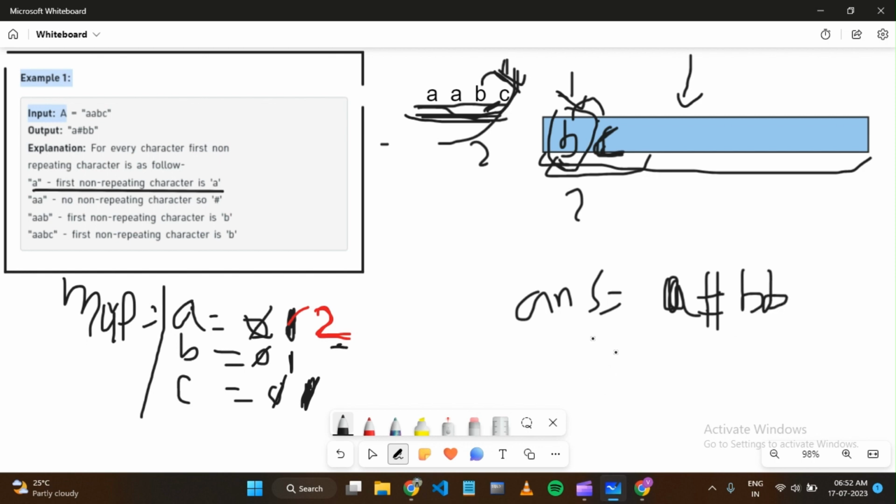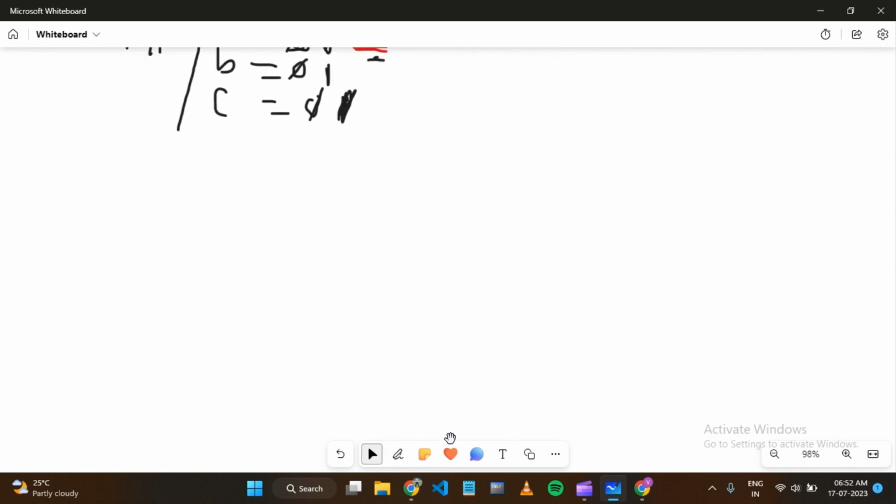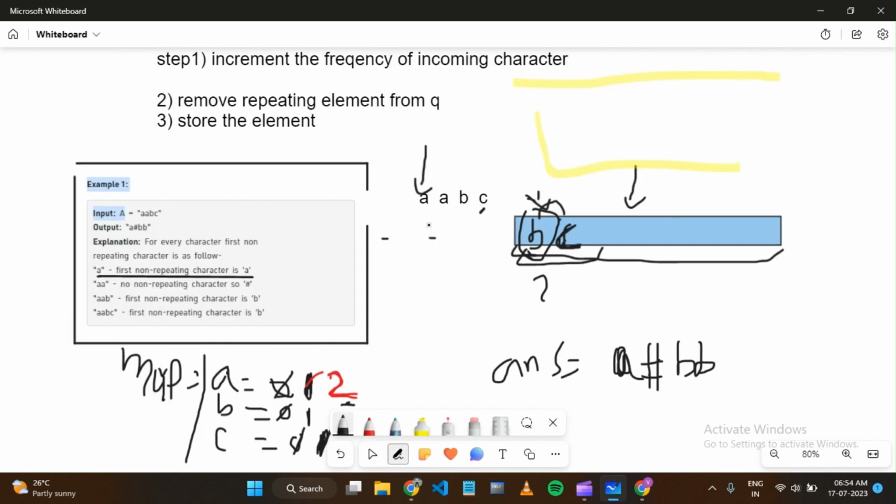Okay, I hope you have understood. So what was the first step we did? Revise. We encountered A, and the frequency of A is 1. If the frequency of some character is 1, we have to put it in our queue, which means that till here this character is non-repeating. Now if the character is non-repeating, we have to take the front element of the queue in our answer.